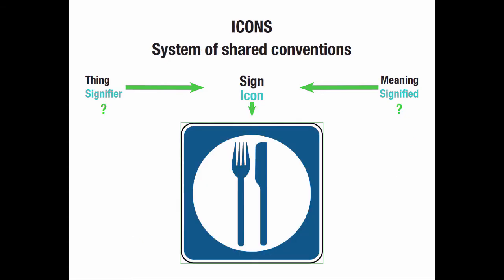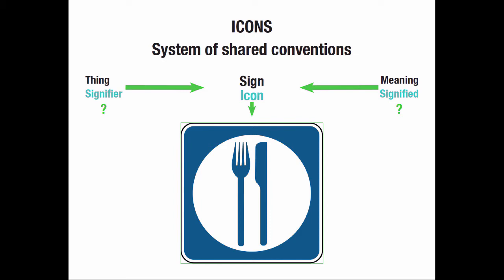Take this icon, often seen on the side of the road in North America, for example. It makes sense within that context, to inform drivers that food is available at the next exit. But would it make as much sense in a country where people don't use forks and knives to eat? Probably not. In fact, it might lead to confusion.